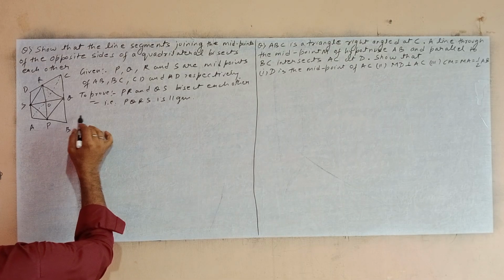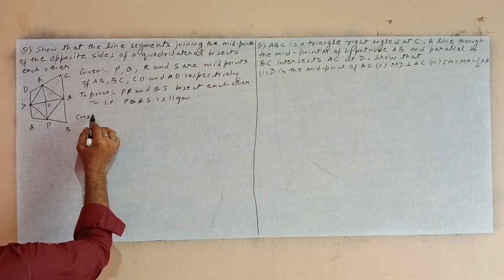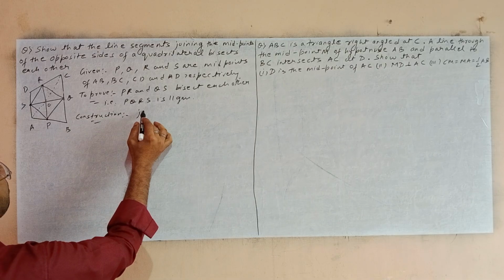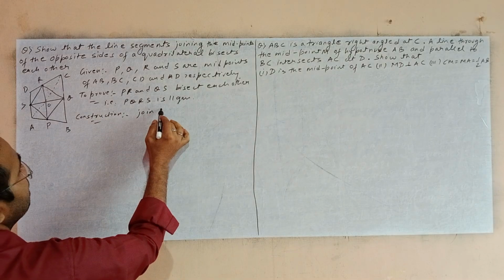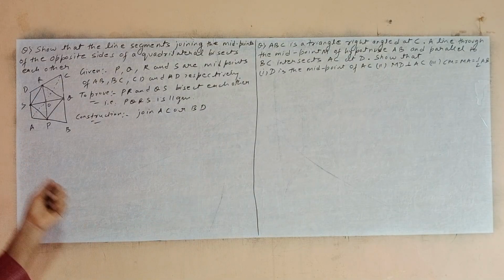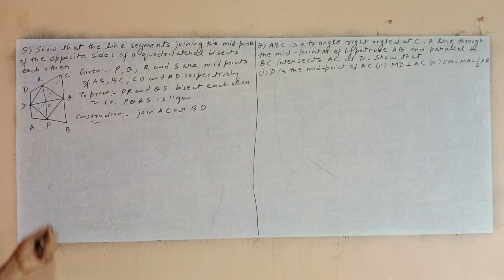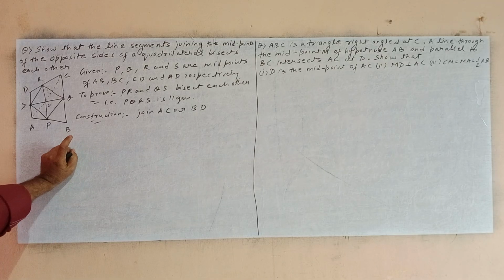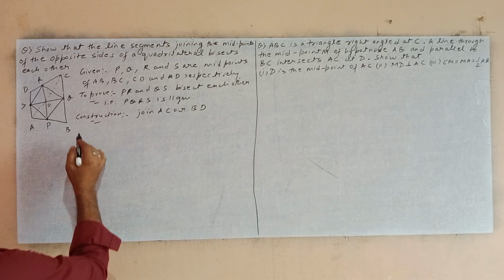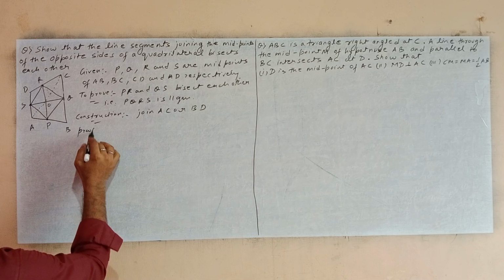So how will you prove it? For this purpose, you have to do the construction. Join AC or BD. Either you have to join AC or BD. I am showing it by using AC, but you can do it by joining BD. Okay, so let us start our proof.